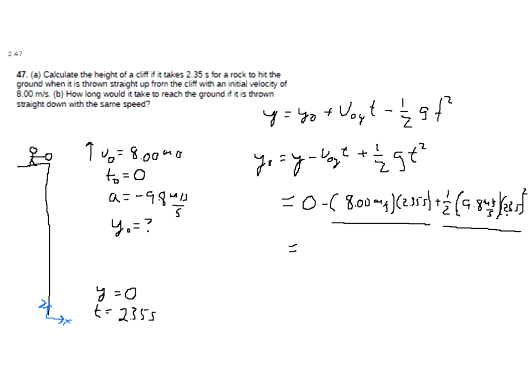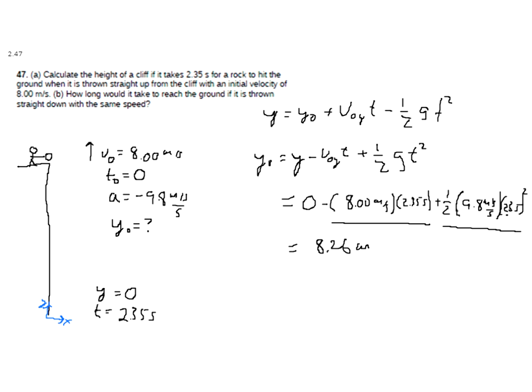And if we plug all this stuff in, we come up with 8.26 meters. So a ball is thrown straight up with an initial velocity of 8 meters per second. It's going to fall in 2.35 seconds. That must mean that the cliff is 8.25 meters high.